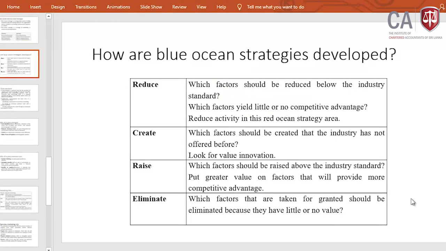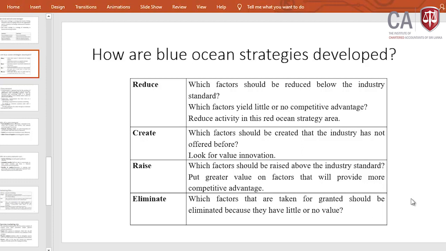Then the examiner tests the question on how blue ocean strategies are developed. So, we found 4 ways of creating blue ocean strategies. What are the 4 ways of creating blue ocean strategies? Reduce, create, raise and eliminate. If there are certain things which are given more than expected, that should be reduced, right.